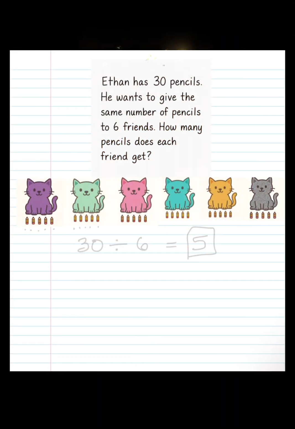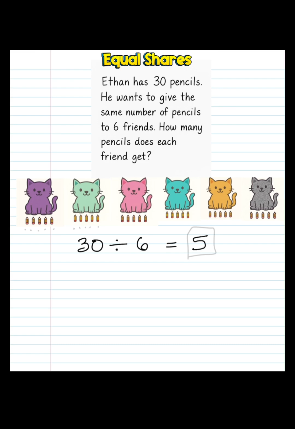Okay, let's look at an example of an equal sharing problem. Ethan has 30 pencils. He wants to give the same number of pencils to 6 friends. How many pencils does each friend get? Oh, look, it's MathCat and all of her friends. The friends all want the same number of pencils. So we need to figure out how to solve 30, and we want to divide that by 6 friends. Now, what times 6 is 30? Well, if we know our multiplication tables, we know that's 5. So each friend gets 5 pencils.